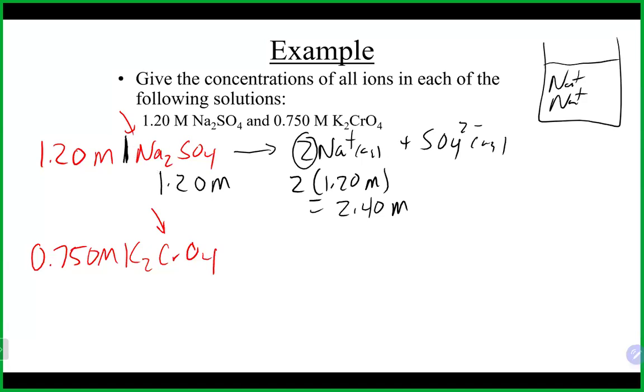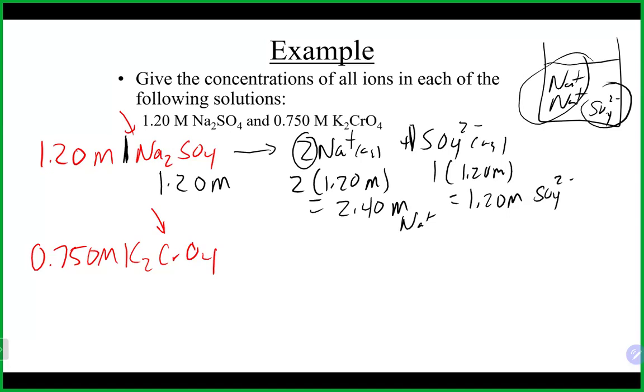When we look at sulfate, it's a 1-to-1 relationship, which means we just multiply the molarity by 1. It really doesn't change. It's 1.2 molar of our sulfate ions. This would be our sodium as well. And if you look visually at what we've got going on here, we've got twice as many sodium ions as sulfate ions, and it is twice as concentrated in sodium as it is sulfate. That's what we see when we look at the concentrations. Again, we've got twice the concentration there. Same thing for our second one here. It breaks apart into two potassium ions and a chromate ion.